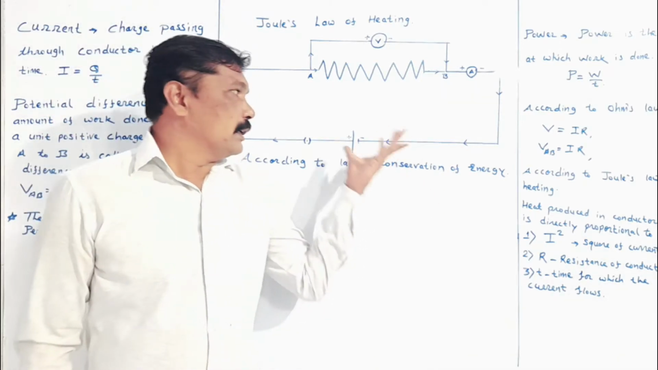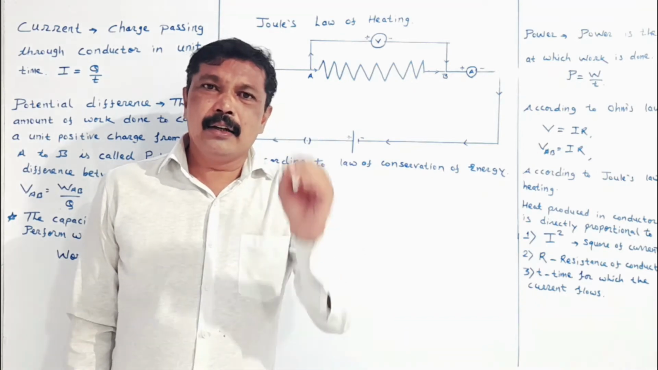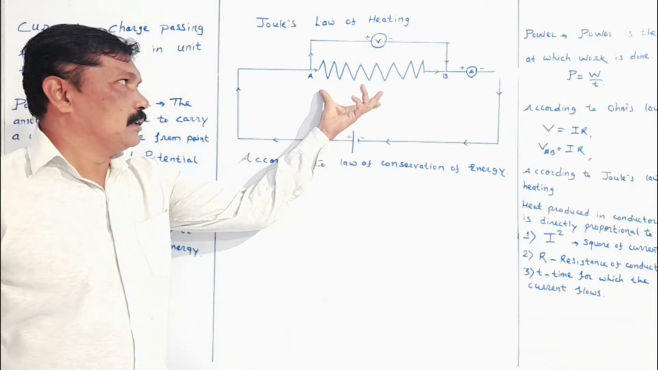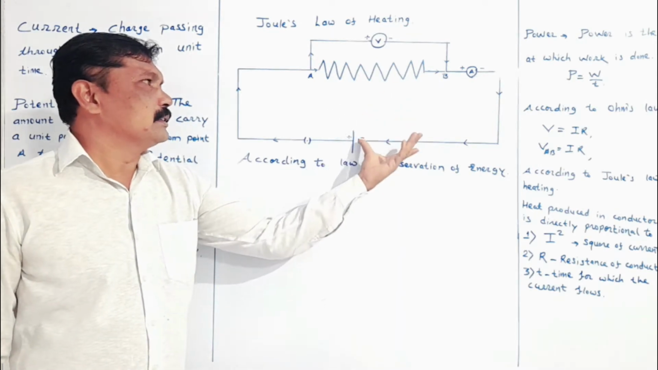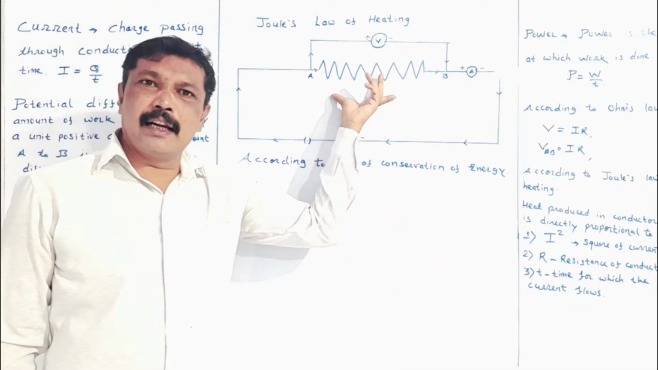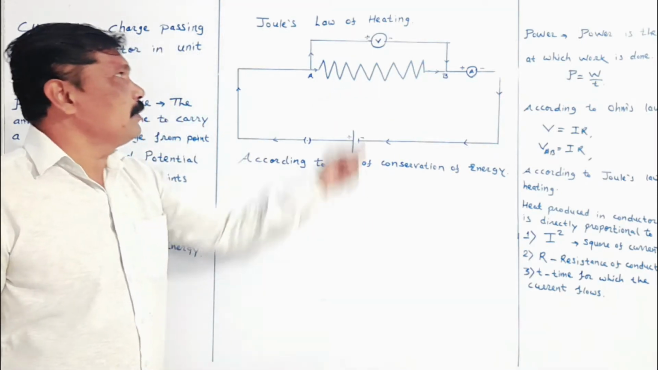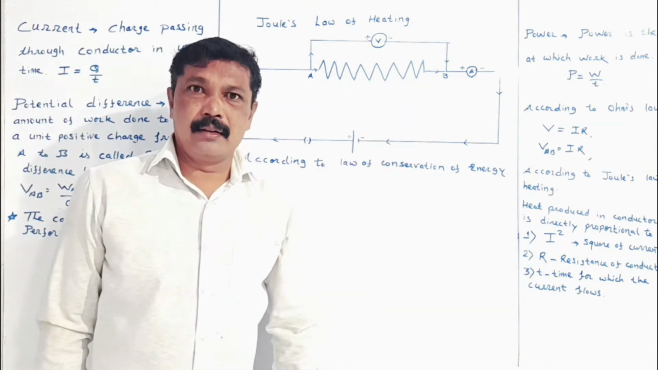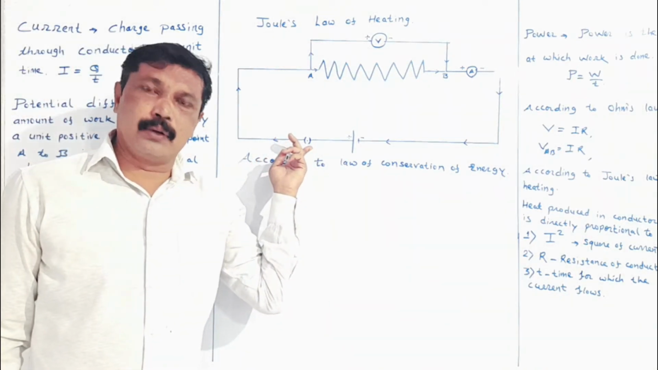In this diagram, I have shown a cell connected to the conducting wire. We have also taken a resistance, and this is the resistance which is connected in the connecting wire. We have also taken a voltmeter. We have also taken an ammeter. We have also put a key to make the circuit open and close.